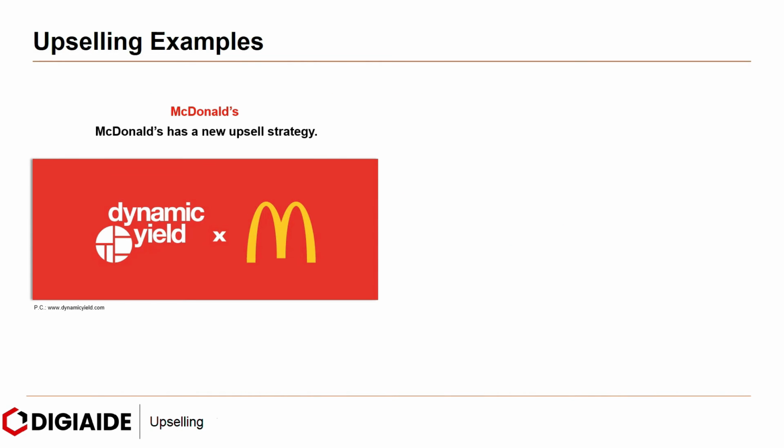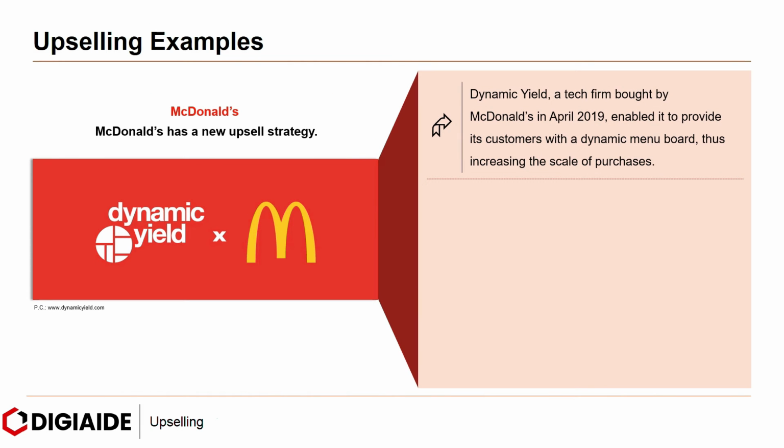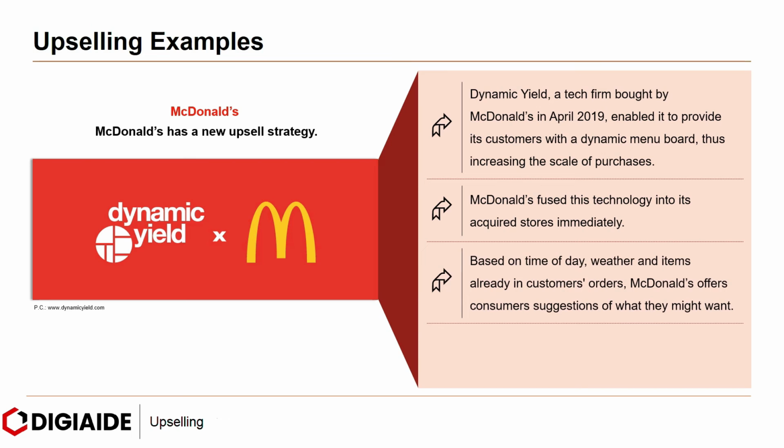Next, McDonald's. McDonald's has a new upsell strategy. Dynamic Yield, a tech firm bought by McDonald's in 2019, enabled it to provide its customers with a dynamic menu board, thus increasing the sale of purchases. McDonald's fused this technology into its acquired stores immediately. Based on the time of day, weather, and items already in customers' orders, McDonald's offers consumers suggestions of what they might want. The number of people visiting McDonald's has increased after that.